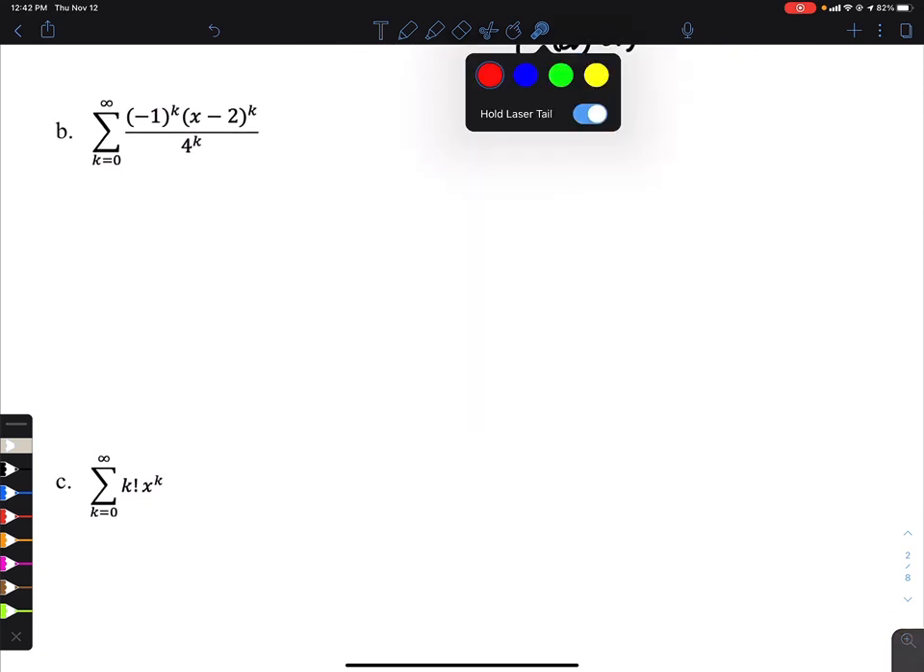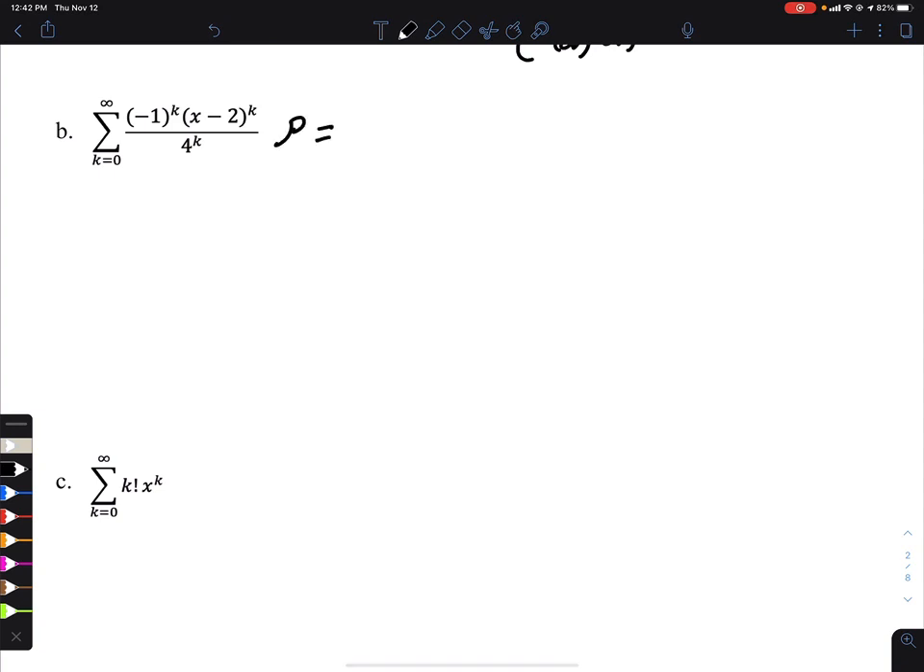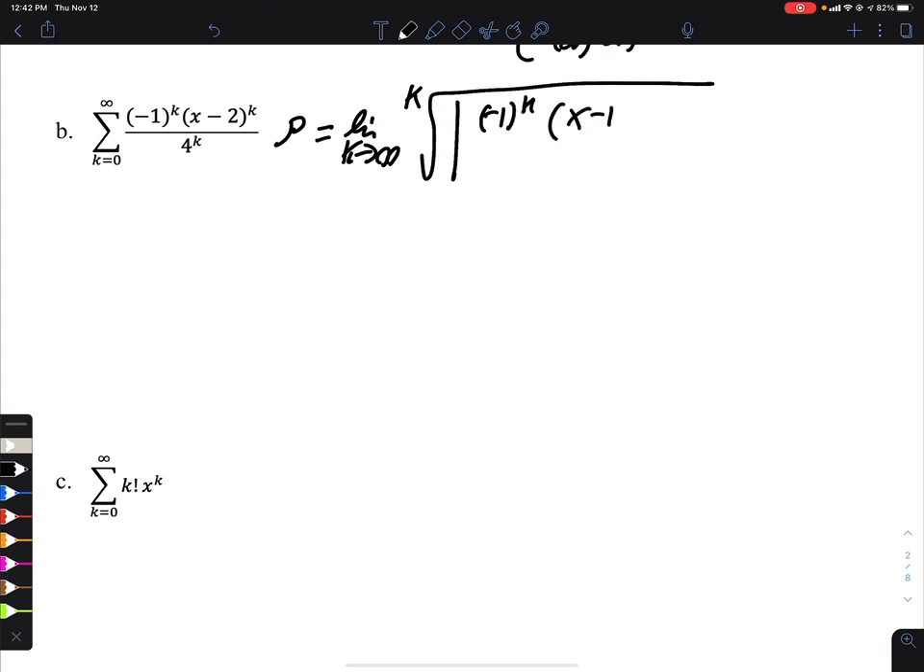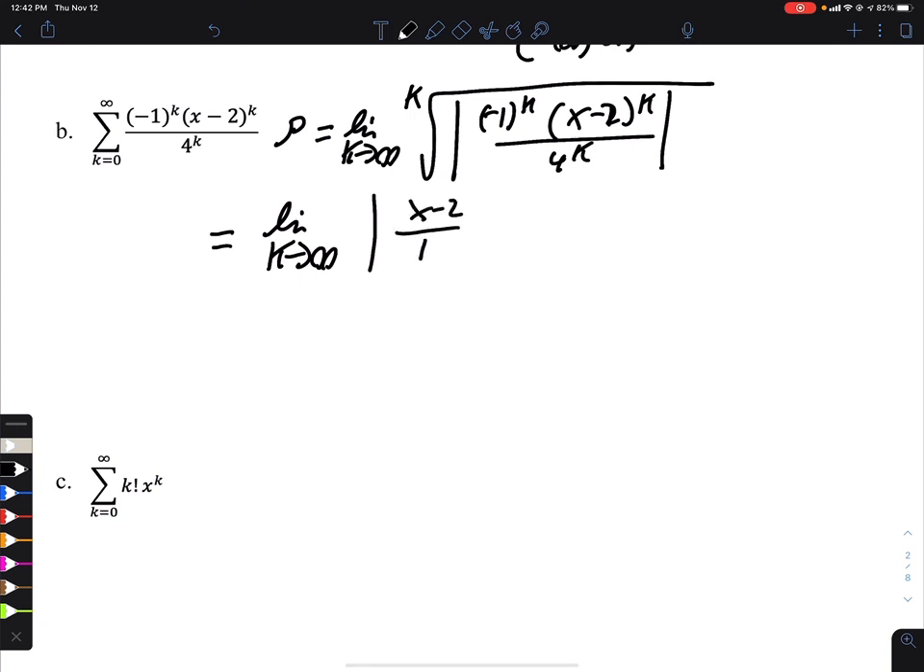Now, look, power of k, power of k, power of k. What is the obvious test to use? Is it not the root test? We will do the root test. So rho is the limit as k goes to infinity of the kth root, and we're doing absolute convergence, negative 1 to the k, x minus 2 to the k, over 4 to the k. Well, this is pretty easy. The root and all those powers cancel, so we're left with the limit as k goes to infinity of, the absolute value gets rid of the negative 1. So it's absolute value of x minus 2 over 4.